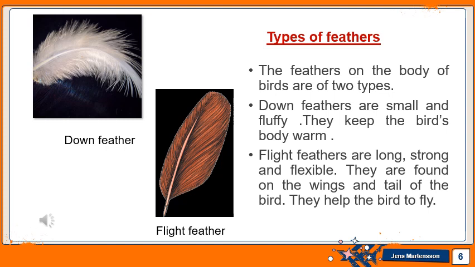So, now we will study about types of feathers. The feathers on the body of a bird are of two types, down feathers and flight feathers. Down feathers are small and fluffy. They keep the bird's body warm. And flight feathers are long, strong and flexible. They are found on the wings and tail of the bird. They help the bird to fly. Here you can see the picture of down feather and flight feather.